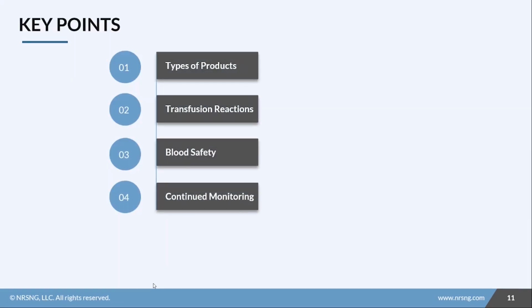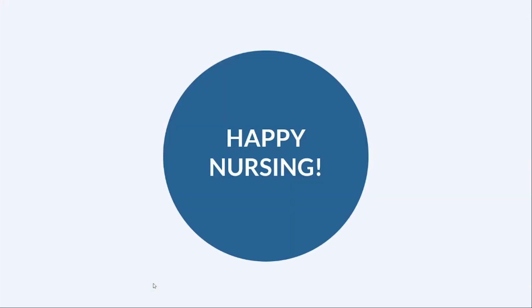Okay, time to wrap up with some key points. First, remember, there are 4 types of products that replace deficiencies that can be created by a whole multitude of disease processes. Next, we need to monitor our patients closely for transfusion reactions and also prevent them by making sure we complete every single step of our blood administration process. And finally, we will monitor our patients for signs of late reaction and monitor them for the need for potentially more blood products.